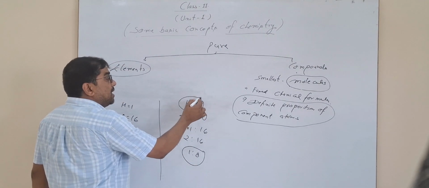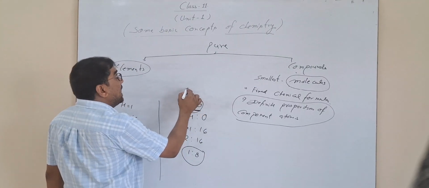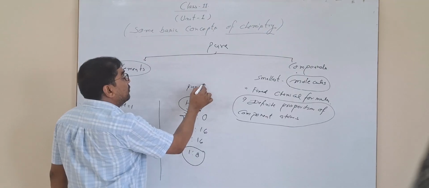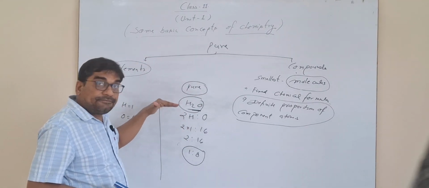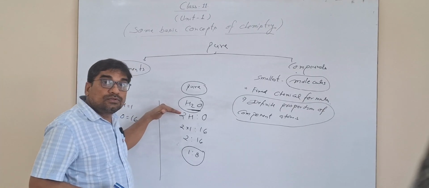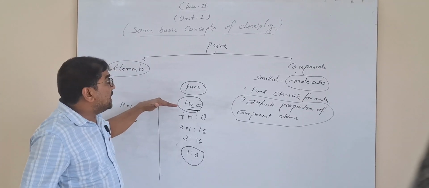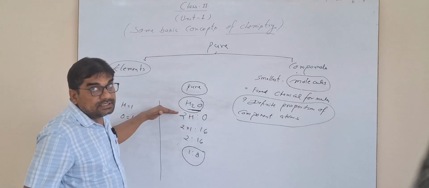Water is a compound. Its formula is H2O and this is a pure form of matter. All the molecules contain the same physical and chemical properties. All the molecules of water will boil at 100 degrees centigrade and will freeze at 0 degrees centigrade.